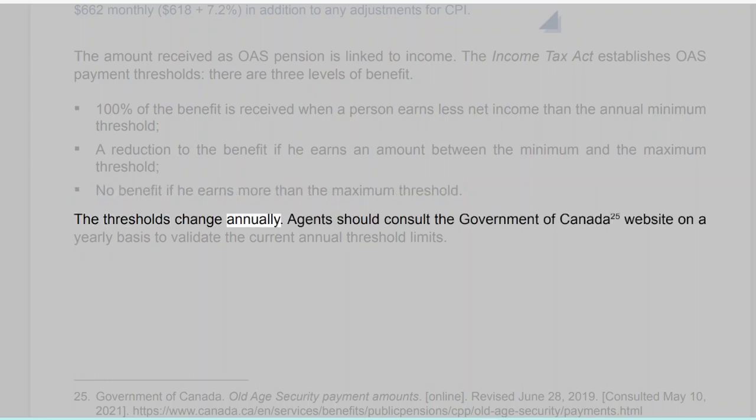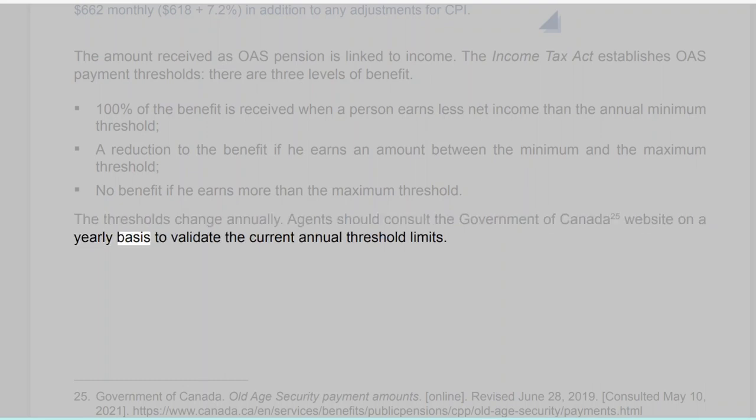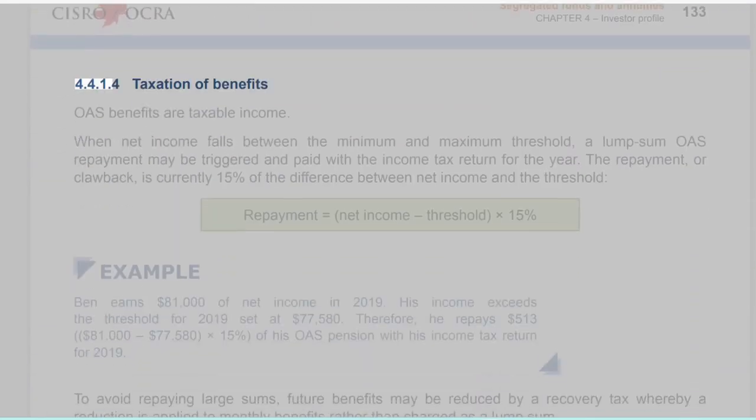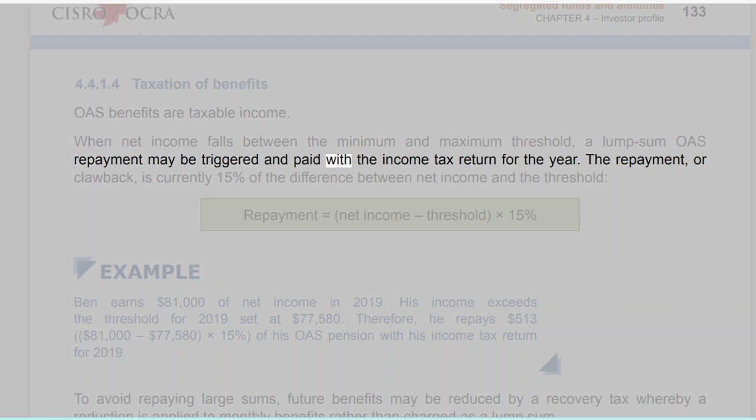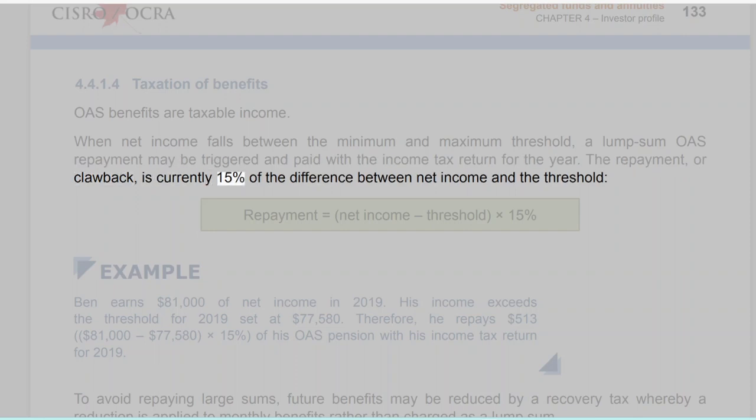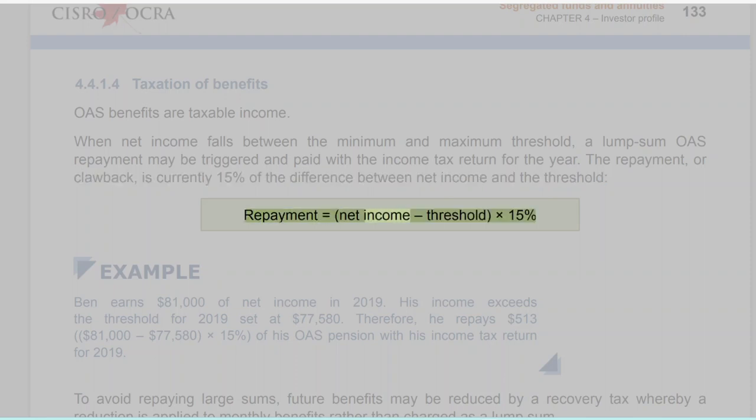The thresholds change annually. Agents should consult the Government of Canada website on a yearly basis to validate the current annual threshold limits. For taxation of benefits, OAS benefits are taxable income. When net income falls between the minimum and maximum threshold, a lump sum OAS repayment may be triggered and paid with the income tax return for the year. The repayment or clawback is currently 15% of the difference between net income and the threshold. Repayment equals net income minus threshold, times 15%.